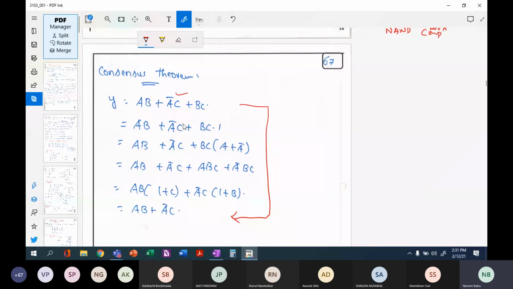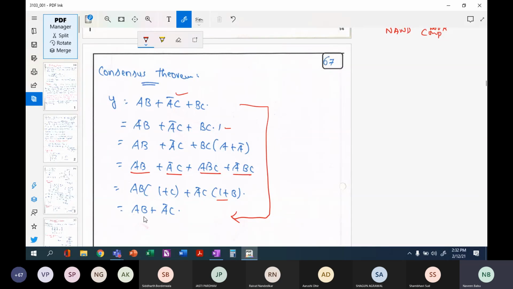Now this can be written as, BC can be written as BC dot 1. 1 can be written as A plus A bar. Then you apply the distributive law. Then it will become ABC plus A bar BC. Now you combine, you pull out AB common from these, and here you have A bar C, you have A bar BC, you pull out A bar C common, and you will have A plus B. 1 plus anything is 1, 1 plus B is also 1. So this becomes AB plus A bar C.